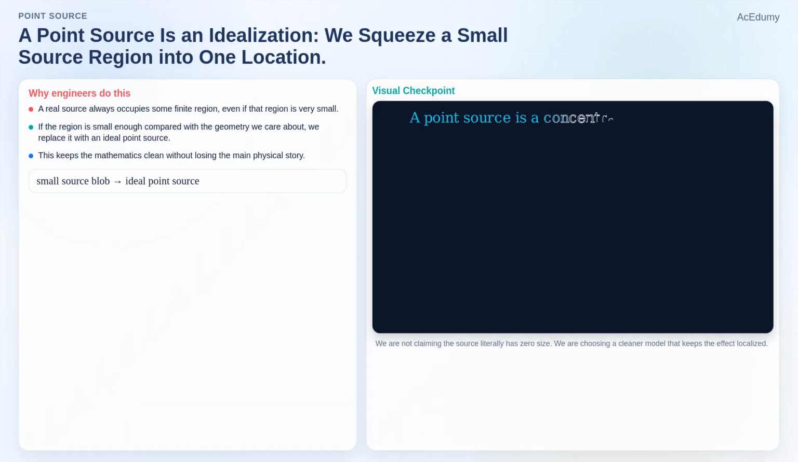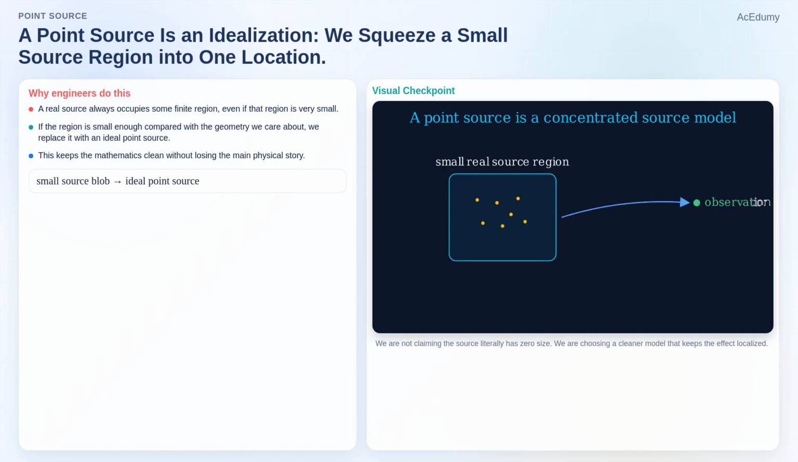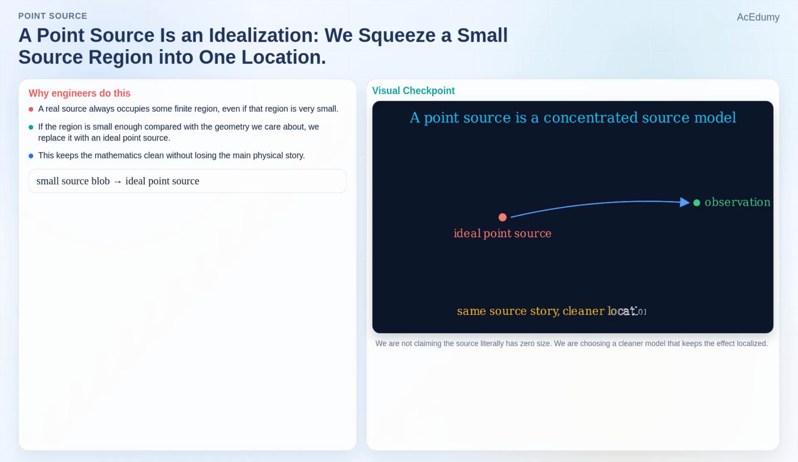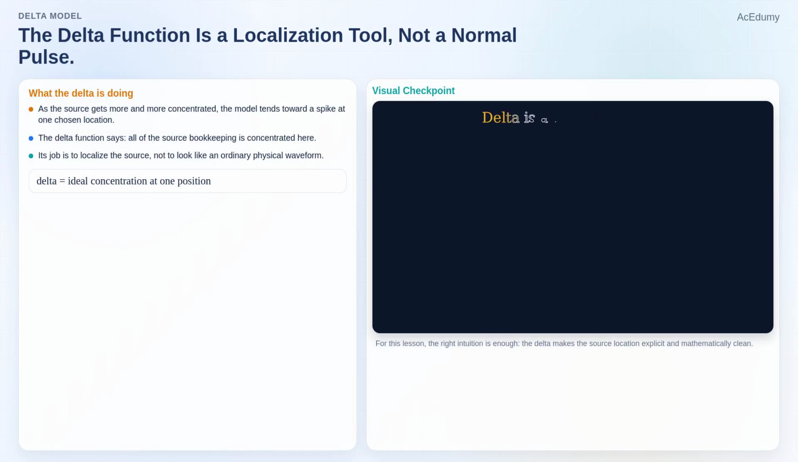Suppose the real source occupies a very small region in space. If that region is small enough compared with the geometry we care about, we often replace it with an ideal point source. This does not mean the source literally has zero size. It means we choose a cleaner model that keeps the source localized at one place while preserving the main physical effect. That is where the delta function enters the story.